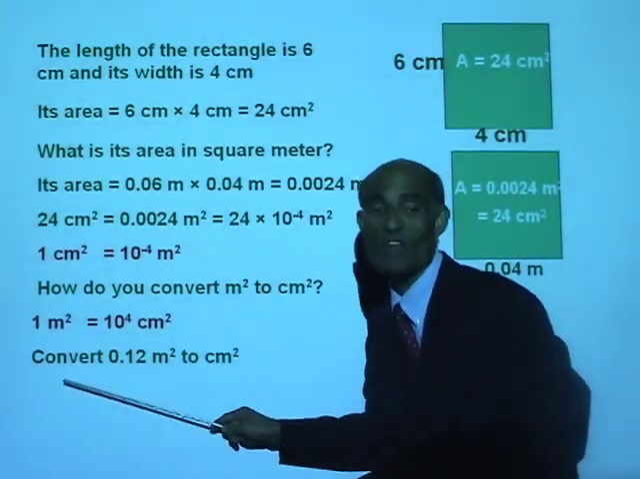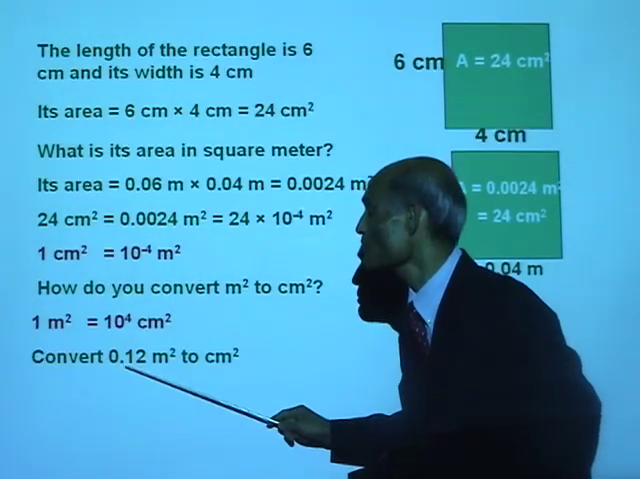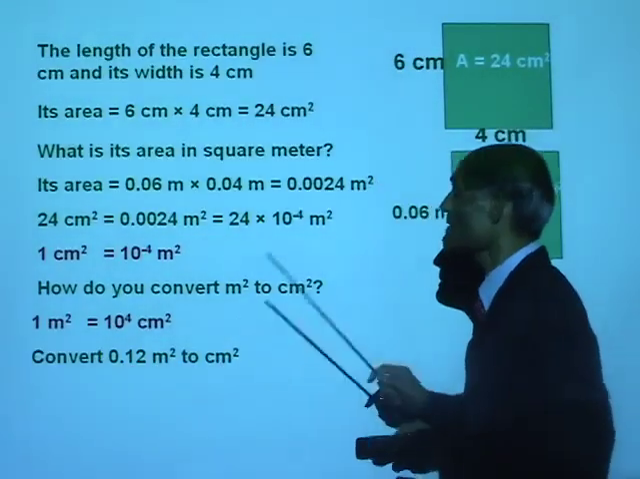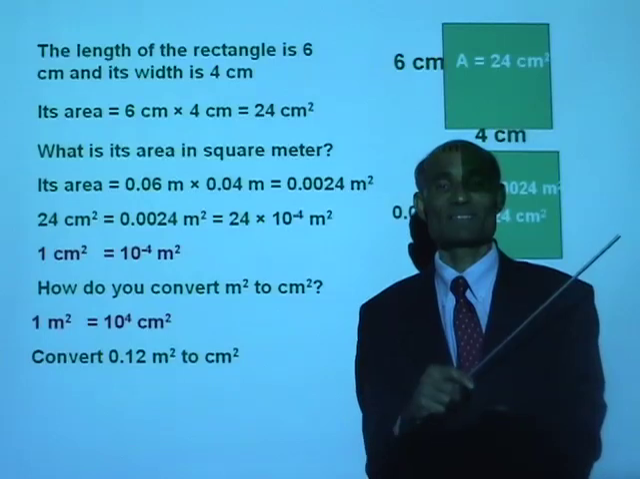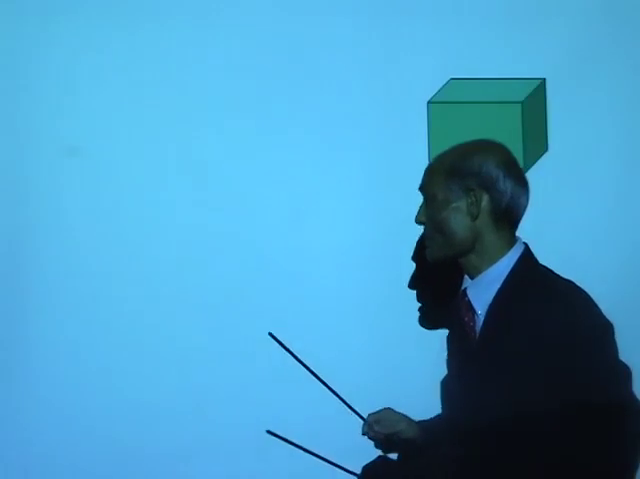Alright, I want you to do this now. Convert 0.12 meter squared to centimeter squared. Alright, this is also a part of your work that you need to send to me.